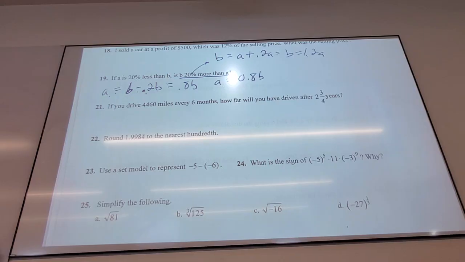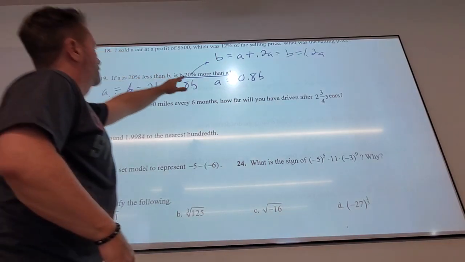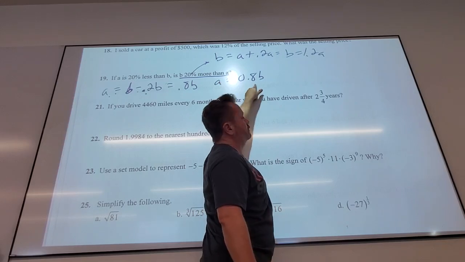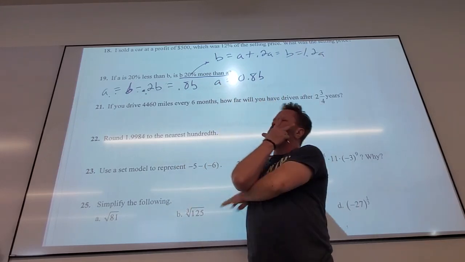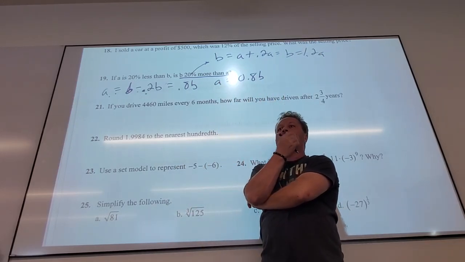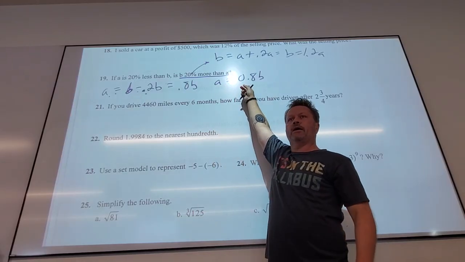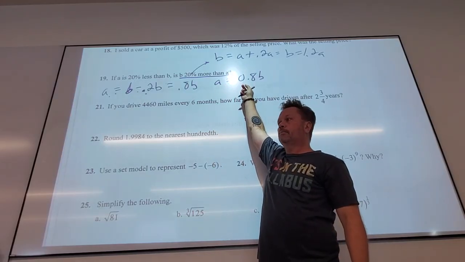How do I solve this equation for B? How do I get B by itself? Why is B not by itself? Yeah, divide by 0.8.